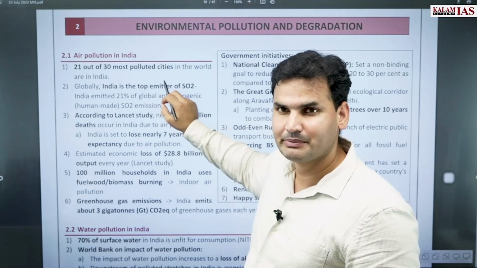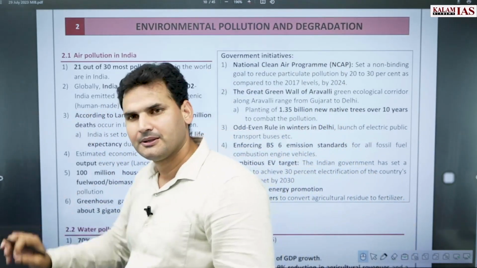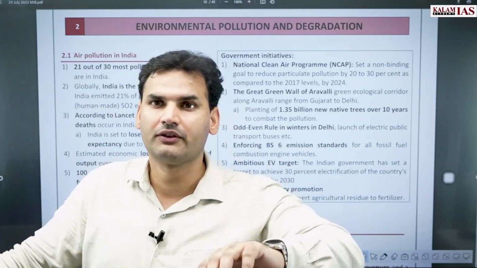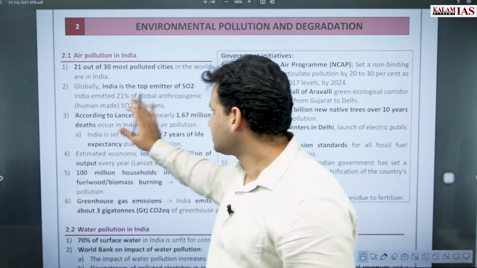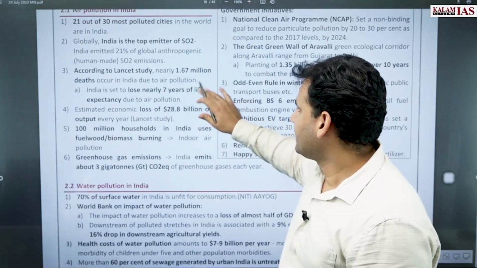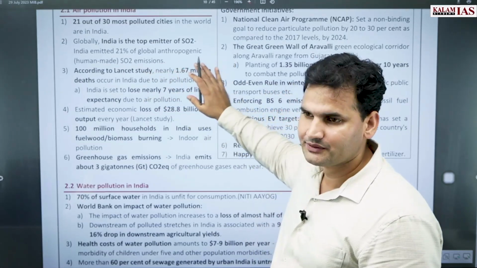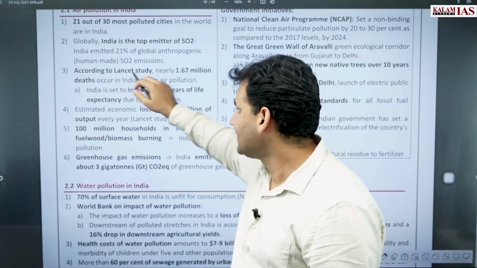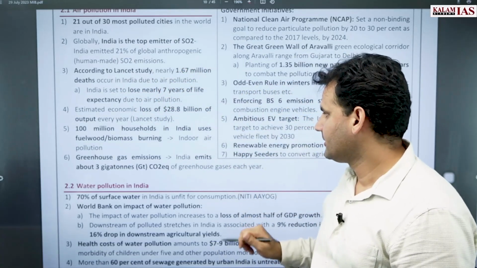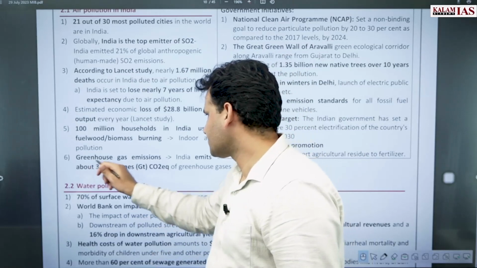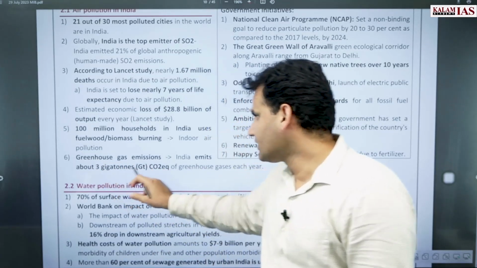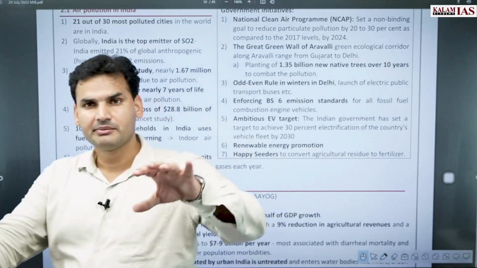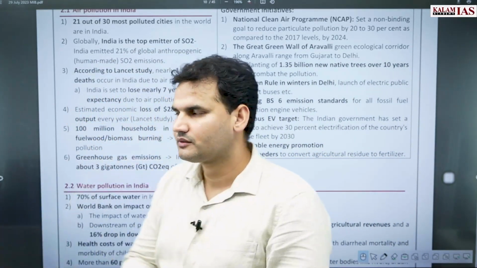Globally, yes, please pay attention. You must mention this when it comes to environmental degradation. Globally, India is the top emitter of sulfur dioxide. And we are losing millions of lives every year owing to air pollution, and you can quote the Lancet's study report. And India emits about 3 gigatons of greenhouse gases every year. So यहाँ पे हमें targets पता होना चाहिए. We will see all of this.